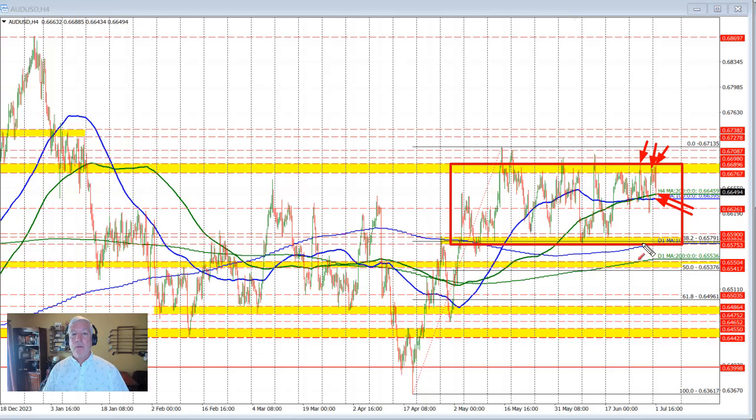So this midpoint level is acting as support, at least in the short term intraday, for the Aussie versus US dollar. We'll take a break below the 0.66395 level, the lower of those two moving averages, to increase the bearish bias and have the traders thinking in terms of the lower end of the extreme.